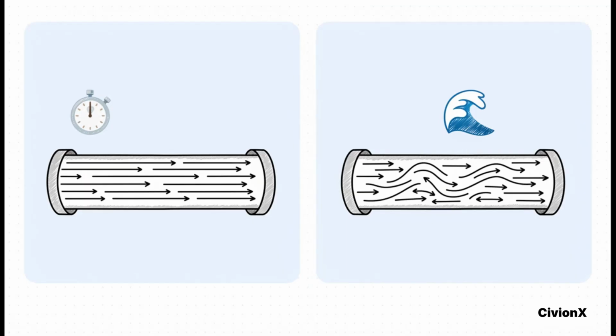The very first question is all about time. If you could just stare at one single point in the fluid, is the velocity there always the same? If the answer is yes, then the flow is steady. It's predictable, it's constant. But if that velocity is fluctuating, speeding up, slowing down, then the flow is unsteady.